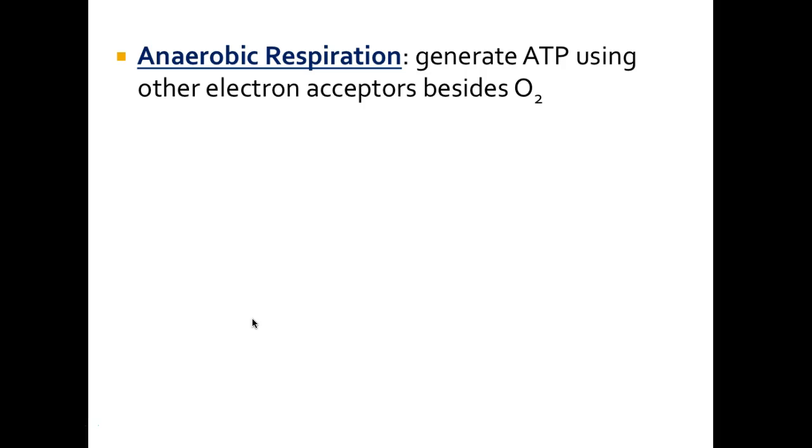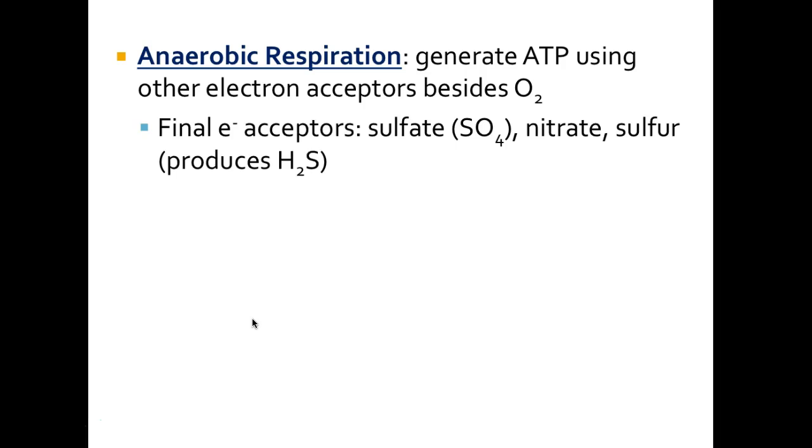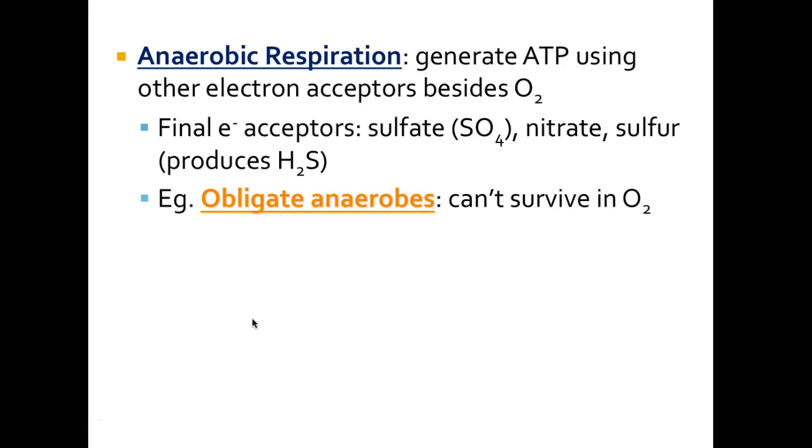So cellular respiration also includes anaerobic respiration. Anaerobic respiration is going to generate ATP using other electron acceptors besides oxygen gas. The final electron acceptors include sulfate, nitrate, and sulfur, and it's going to produce H2S, hydrogen sulfide. We have two different organisms that could carry out these processes.